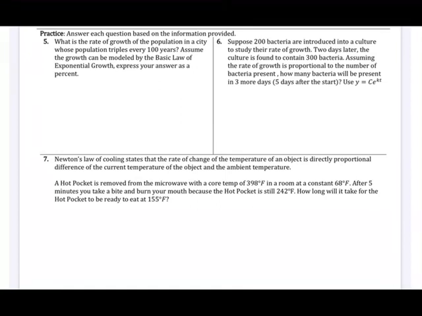What is the rate of growth of the population of a city whose population triples every 100 years? So we're looking at triples every 100 years. Assume that the growth can be modeled. So notice it's telling us that we are allowed to use this formula. Express your answer as a percent. So we are using this. We are being asked for what is the rate. So we want to find K. Our goal is to figure out what K is.